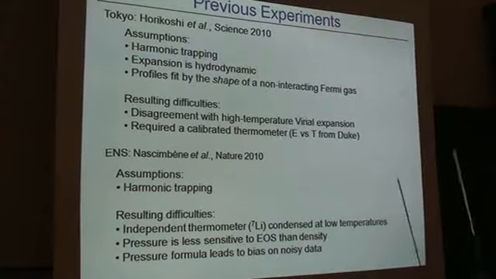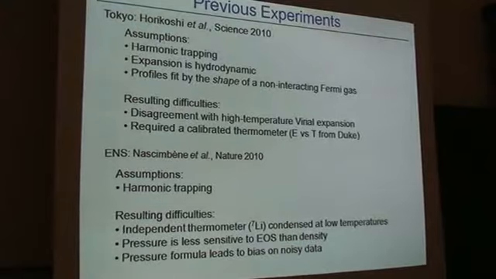For example, the Tokyo group assumed that they had a harmonic trap. Then they had to expand the cloud in order not to saturate their camera. So they had to expand the cloud, assume that the expansion is hydrodynamic, and rescale back how the profiles should have looked in the trap. Well, that's actually a bit tricky and has difficulties. They do not disagree with the high temperature expansion for the equation of state that we know from theory, and they required a thermometer that came from another group at Duke, which I'm sorry to say is not correct. So that is an issue here.